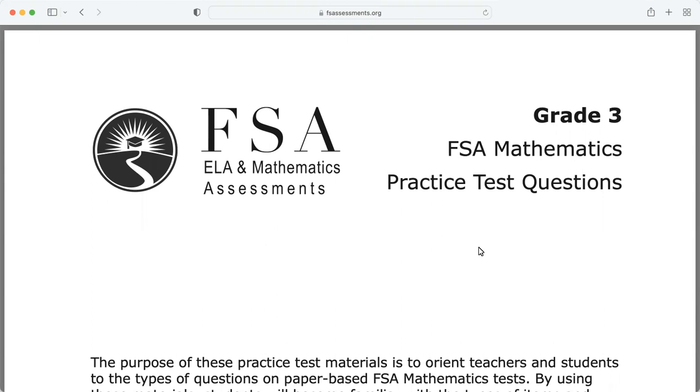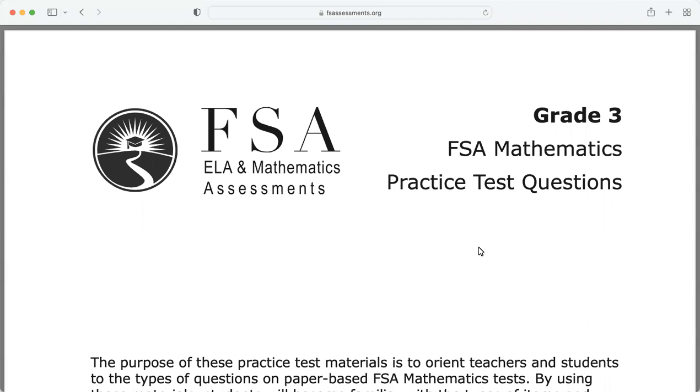I am a certified teacher in Florida, so I frequently review Florida standardized tests just so students and teachers and parents can feel more comfortable as they practice. Math doesn't have to be anxiety producing.